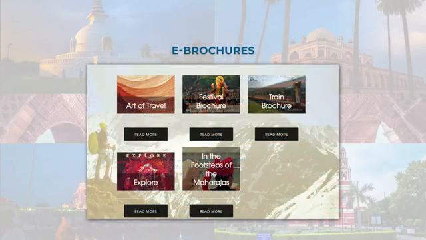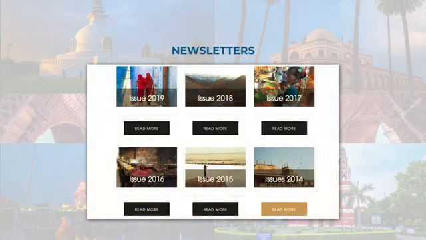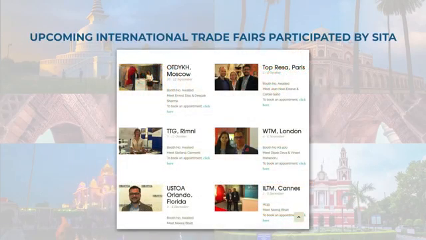These are the examples of different e-brochures which are available on the website of SITA. These brochures offer detailed information about the destinations. These are the examples of the monthly newsletters SITA publishes every month. And these newsletters help tourists to understand different facets of destinations in India as well as in South Asia. And these are the upcoming international trade fairs in which SITA has participated or will be participating.